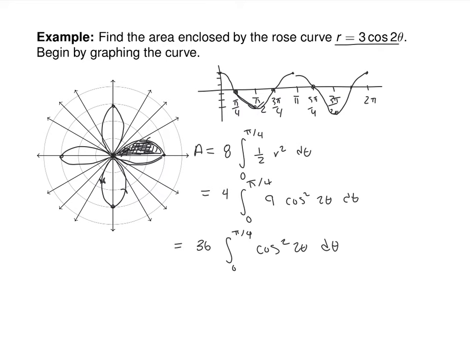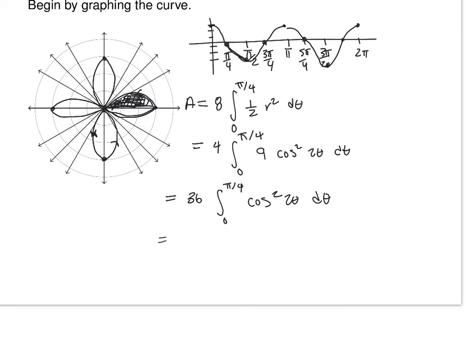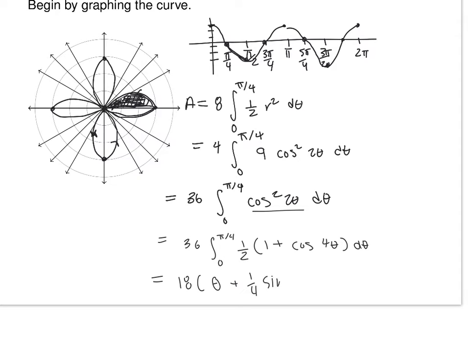And you thought you could forget your half angle identities, but you cannot. This will be 36 integral 0 to pi quarters. Now cosine squared of 2 theta is 1/2 times 1 plus cosine of 4 theta d theta. That 36 times the 1/2 can make 18. And let's antidifferentiate. The antiderivative of 1 is theta. The antiderivative of cosine of 4 theta is 1/4 sine of 4 theta.